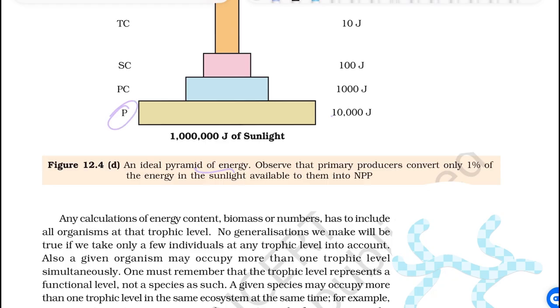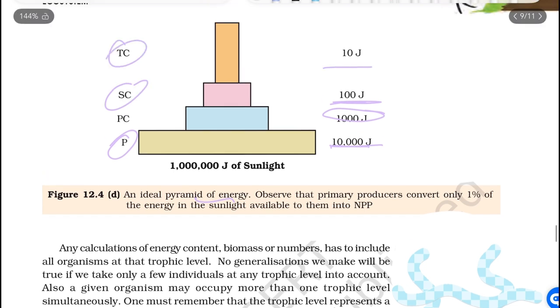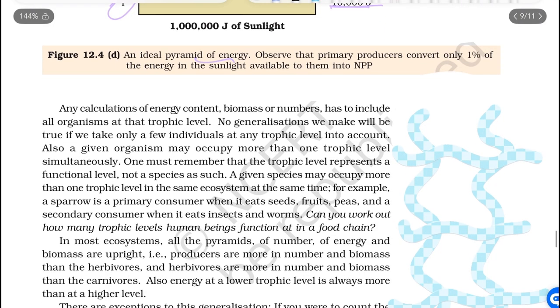Suppose the producer has 10,000 joules of sunlight. That producer has 10,000 joules of energy. When any primary consumer eats the producers, the energy they get is 1000 joules. It decreases by 10%. The secondary consumer gets only 100 joules, and the tertiary consumer gets 10 joules. So this is the cycle.